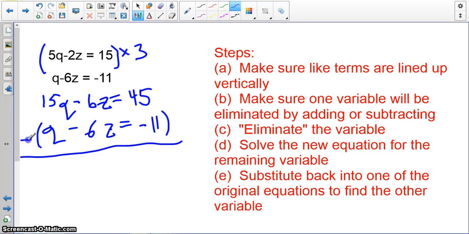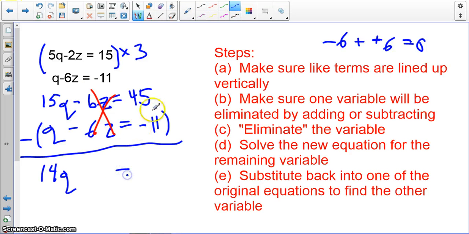So we subtract here. So we do 15 minus 1 is 14q. Negative 6 minus negative 6. I mean, if you need to go off to the side and verify that I'm not lying to you, negative 6 minus negative 6 is 0. There's 0 z's. So now you can just say goodbye.